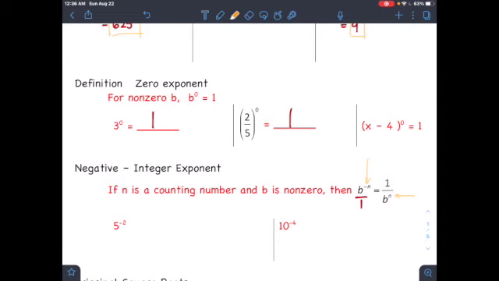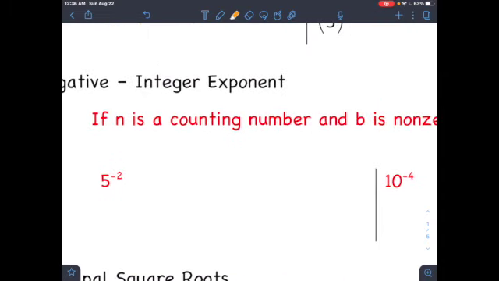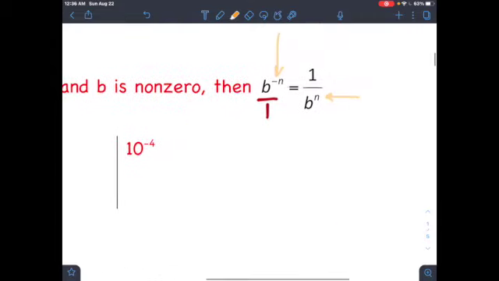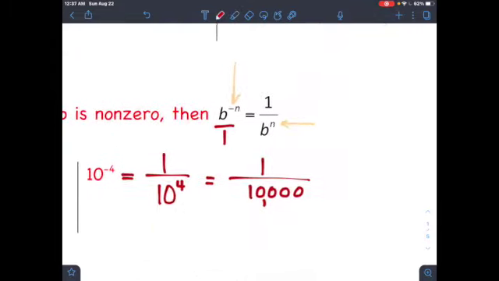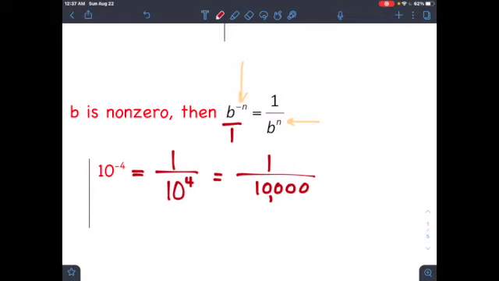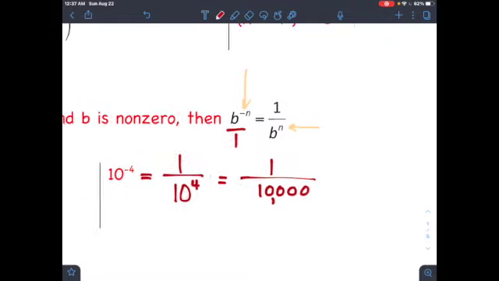So let's try some examples. You have 5 to the -2 power. When you flip it over, this is like over 1. So it's 1 over 5 to the 2nd power. Notice my negative sign is gone. And that's equal to 1 over 25. And that's your answer for that problem. And the next one, please try yourself. The answer is 1 over 10 to the 4th. Flip it over, and that's 1 over 10,000.